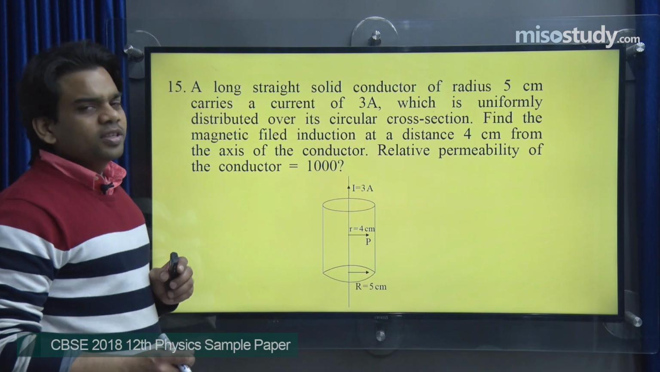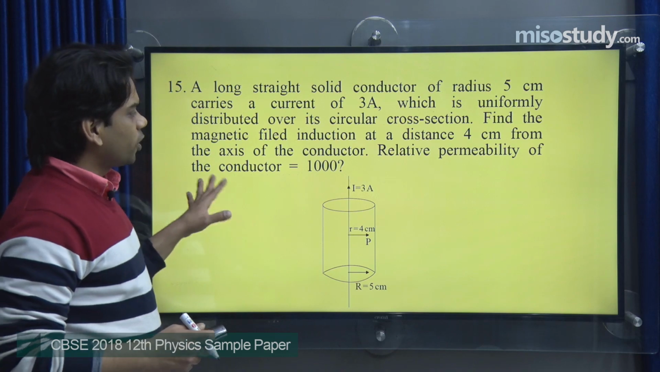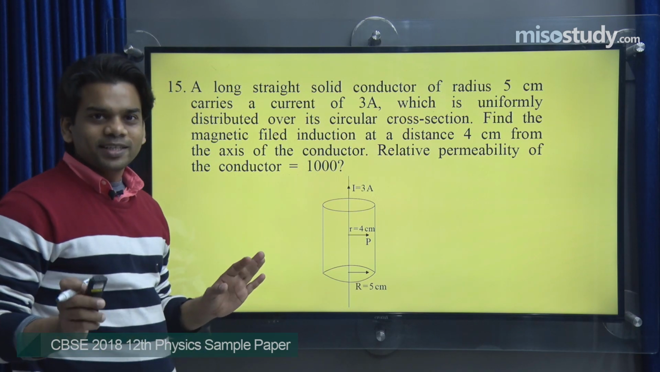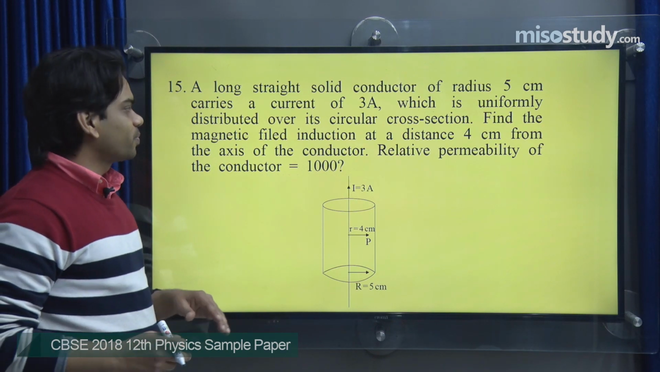Then we have question number 15. This is a very good question, and sometimes you may get a tough question in 3 marks, so you have to do it wisely, because you also get an easy question in 3 marks, so that it will be balanced on the time scale.